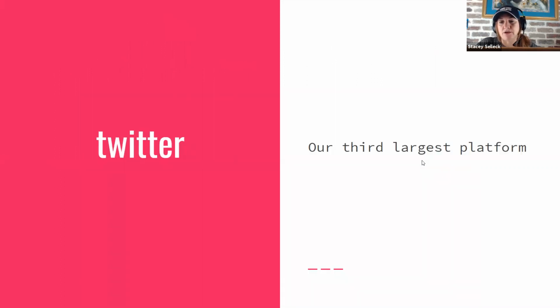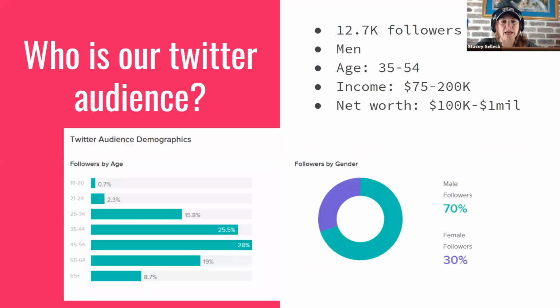Twitter is our 3rd largest platform. It was our 2nd largest up until that testimony by Nick, but it is our 3rd largest platform. We have 12,000, almost 13,000 followers on Twitter. For the most part, they're men aged 35 to 54, so slightly different demographic. So we could change the messaging a little bit to reflect that audience. Their income is between $75,000 a year and $200,000 a year, and their net worth is between $100,000 and $1 million. So that's our target audience, and you can see the breakdown of male versus female.